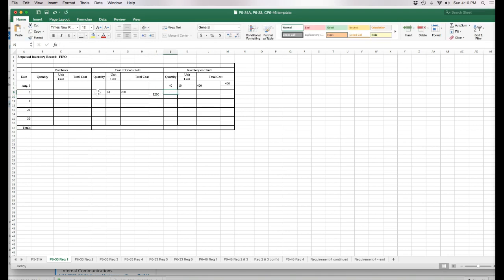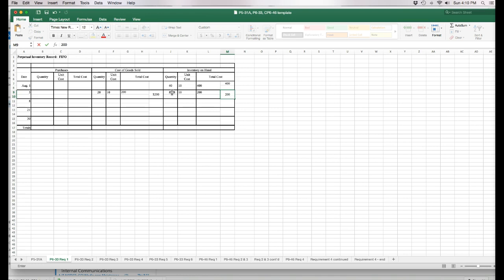So what do we have left on hand? Well, if we started out with 40 and we sold 20, on hand now we're going to have 20 units, still at the $10, and the total cost would be $200. If I hesitate, it's because I'm looking at my paper and making sure that I'm putting the numbers in correctly.